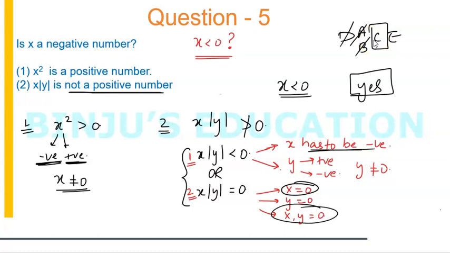Okay. So these are another 5 questions from this topic, inequalities.